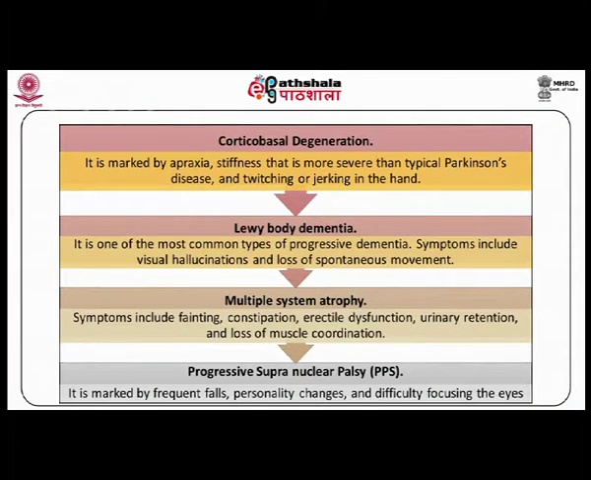Corticobasal degeneration. It is marked by apraxia, inability to perform coordinated movements or use familiar objects, stiffness that is more severe than typical Parkinson's disease, and twitching or jerking in the hand. Lewy body dementia. It is one of the most common types of dementia. Symptoms include visual hallucinations and loss of spontaneous movement.